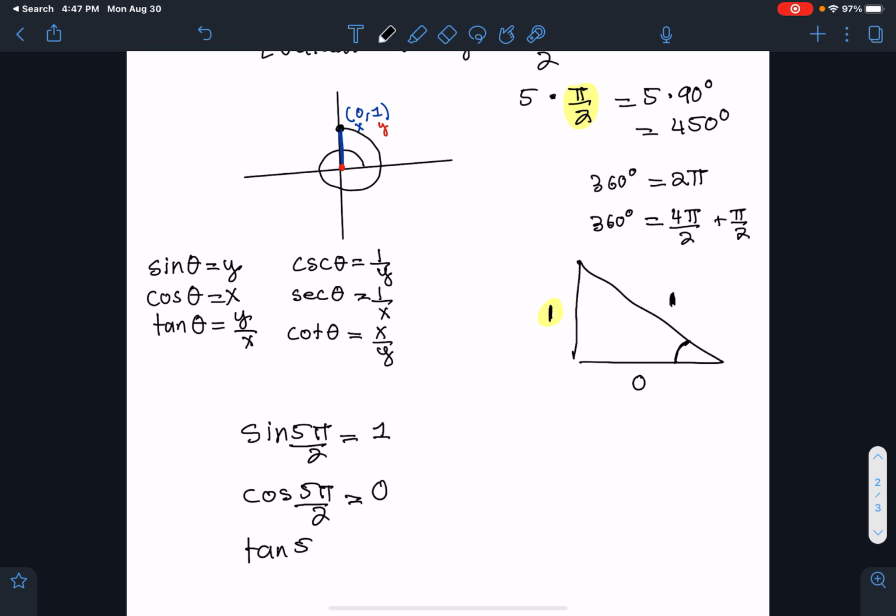Tangent of 5 pi over 2 is technically the opposite over adjacent, or if you think about this as being your y and this is your x, it's just 1 divided by 0, which is undefined. Then we get to secant, no, not secant, oops, cosecant.